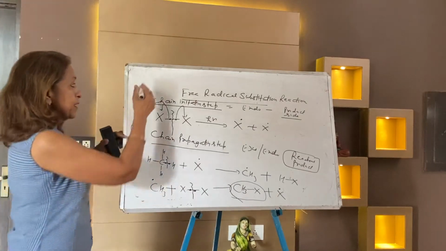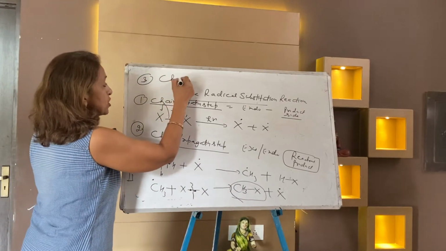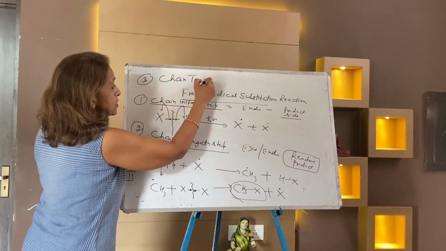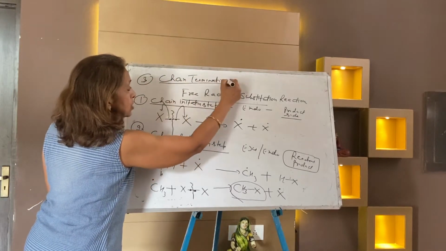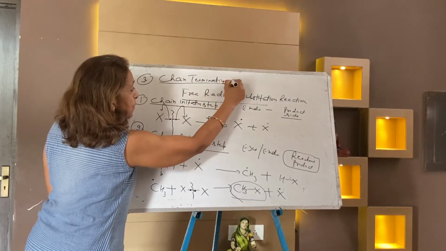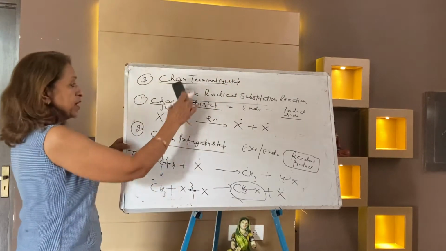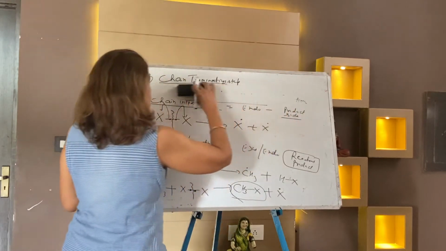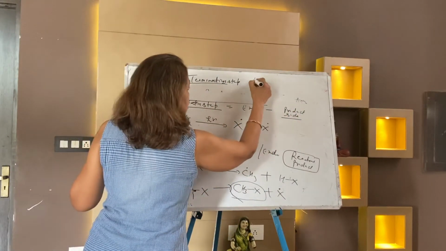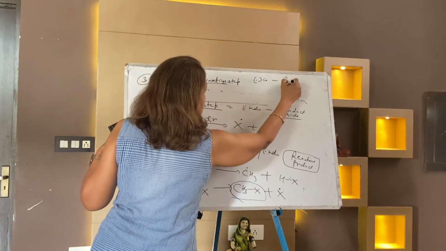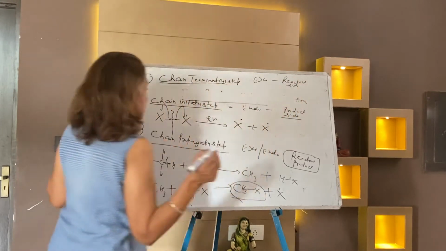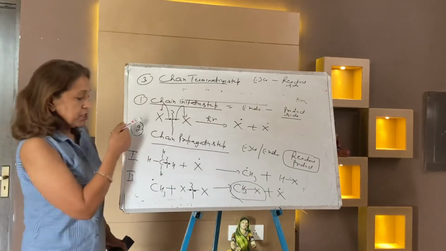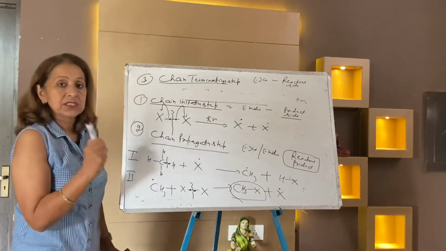The third step is the chain terminating step. The chain terminating step is an exothermic step. It's an exothermic reaction. Here the free radical is only on the reactant side. The reaction is exo and the free radical is on the reactant side. So this is chain initiating, chain propagating, and last is chain terminating.